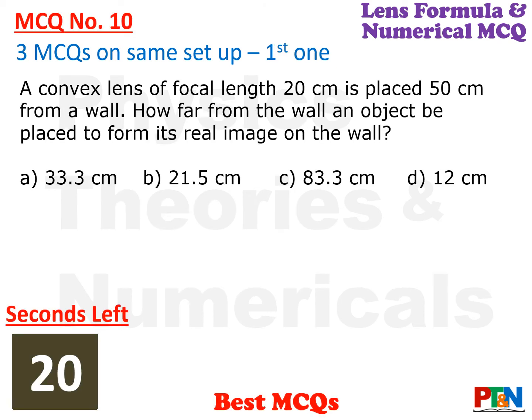Next MCQ. Here, 3 MCQs on the same setup. A convex lens of focal length 20 cm is placed 50 cm from a wall. How far from the wall is an object to be placed to form its real image on the wall? 20 seconds time. Time starts now. Take your time, do the calculation, come back to the video.